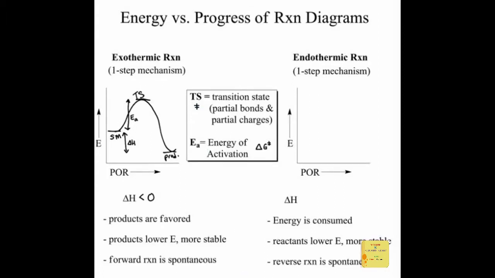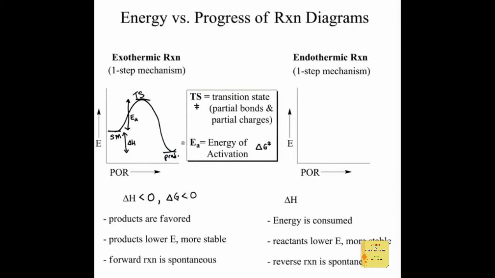So what are some things that we can observe about an exothermic reaction? Okay, we said that the delta H is less than 0. It's a negative change. And that means that our delta G is also going to be less than 0 for a typical organic reaction where the delta S term is very small. Okay, and so that tells us that the products are favored. The products are favored because the products are the lower energy species.